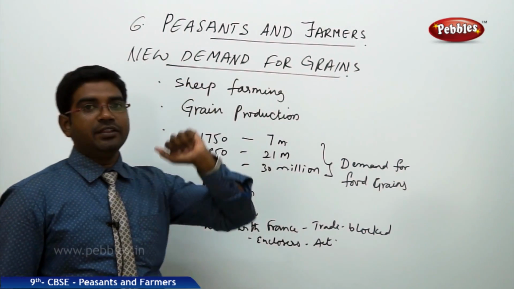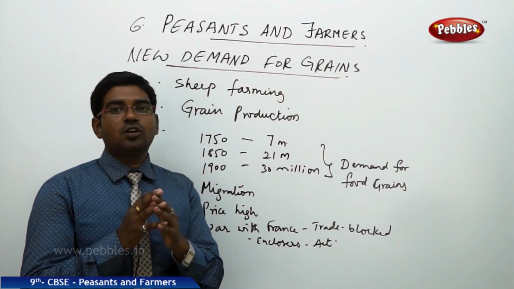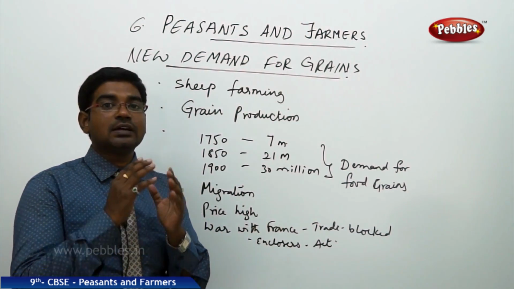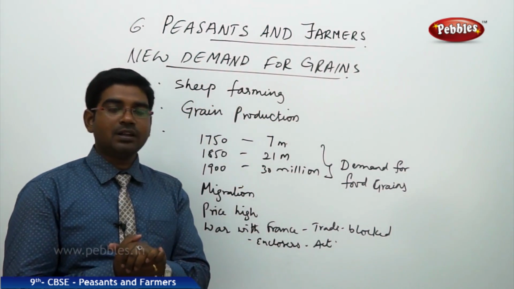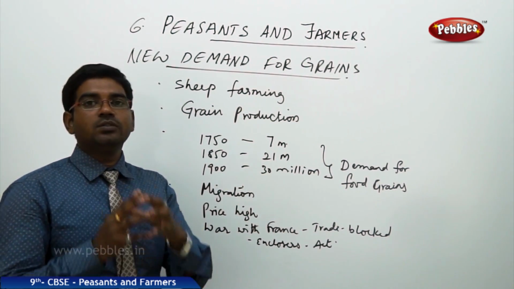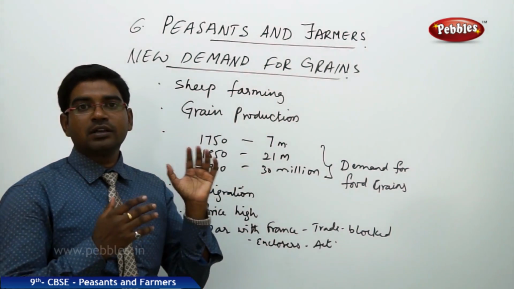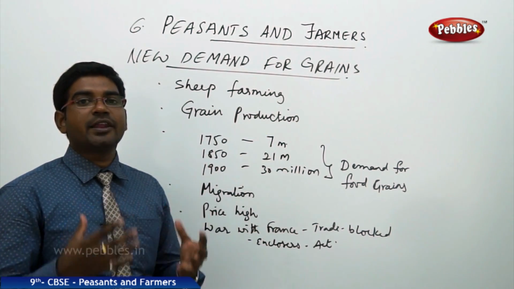New demand for the grains. Earlier in the 16th century, the rich landlords used to do enclosures for sheep farming. But in the 18th century, the situation was different. Now they are doing it for food grain production, to enhance the grain production.